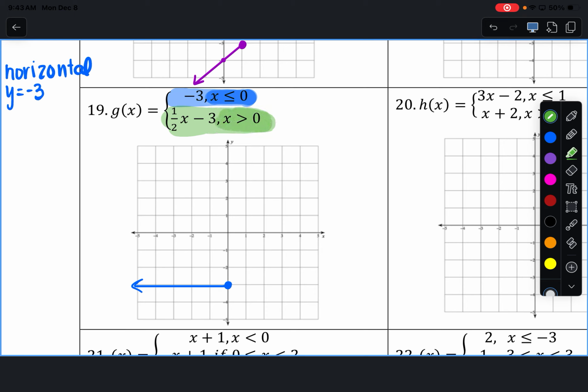Our next piece is 1/2 x minus 3 when x is greater than 0. For this one, what is our y-intercept? -3. What is our slope? Up 1 over 2. And this is when x is greater than 0. So do I need to go to the right or to the left of 0? And will this one have an open or closed circle? Essentially what is happening here is I have an open circle around a closed circle, so that's just a point. As long as you have a point there, you're good.